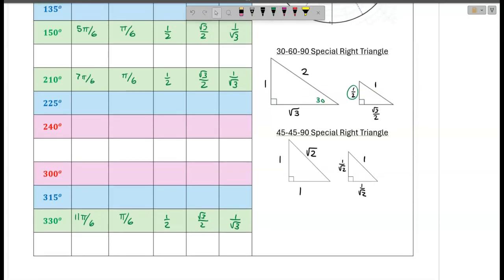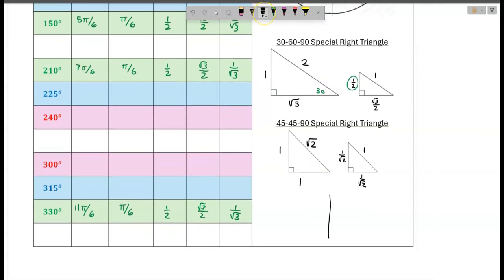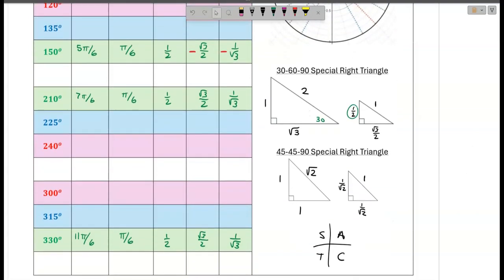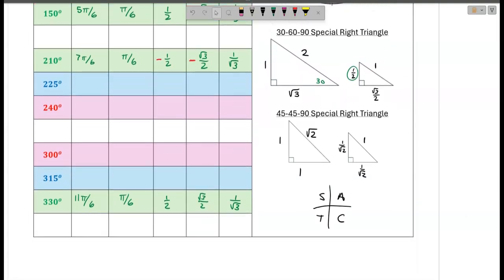The only difference is that we are going to have to look at the positive and negative signs of these answers using All Students Take Calculus. Quadrant 2, sine will remain positive, but cosine and tangent will turn negative. In quadrant 3, tangent is going to remain positive, but sine and cosine will turn negative. And finally, in quadrant 4, cosine will remain positive, but sine and tangent will turn negative.